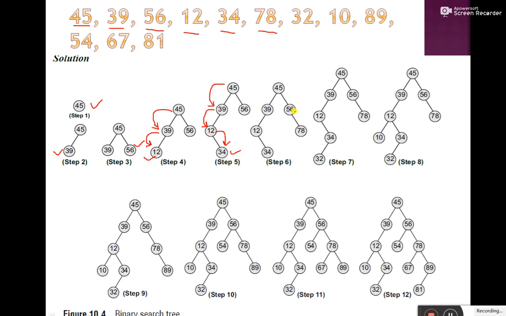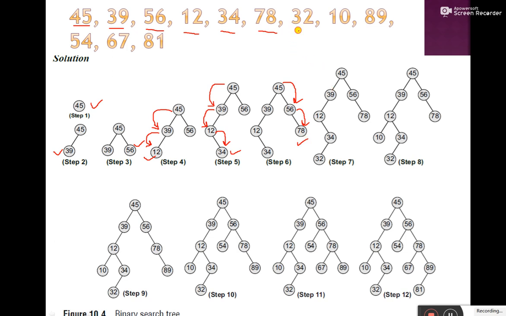Now 78. 78 is greater than the root node, so it will go to the right subtree. It already has the element 56. 78 is again greater than 56, so this will be the right child of 56. So 78 is added here.